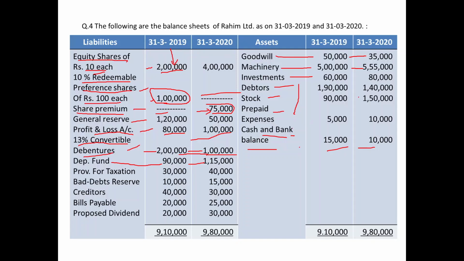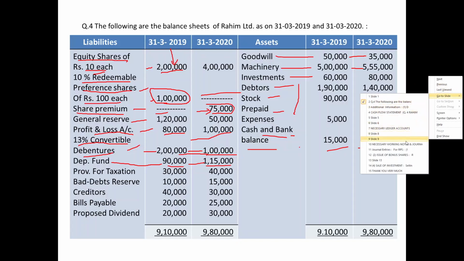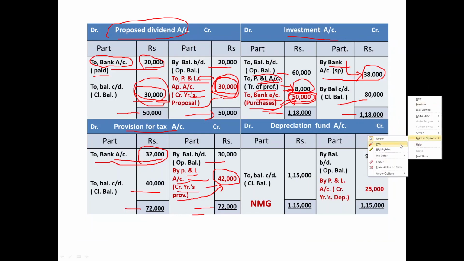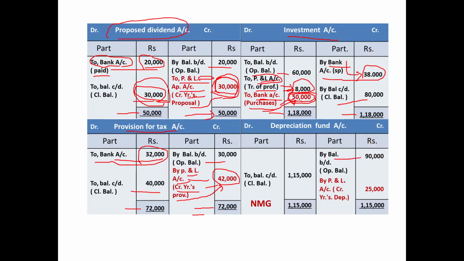90,000 versus 1,15,000. You know the depreciation fund system. It was there in our last question also. By comparing the two balances, you can arrive at the assumption. But even so, let us verify the depreciation fund account. This is the depreciation fund account. Opening balance 90,000, closing balance 1,15,000.